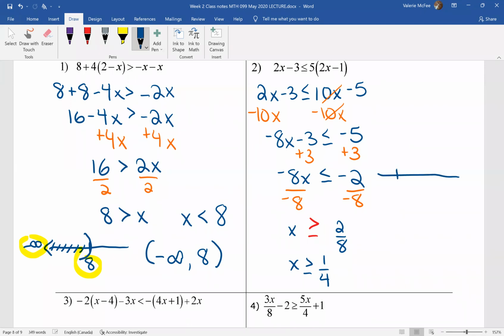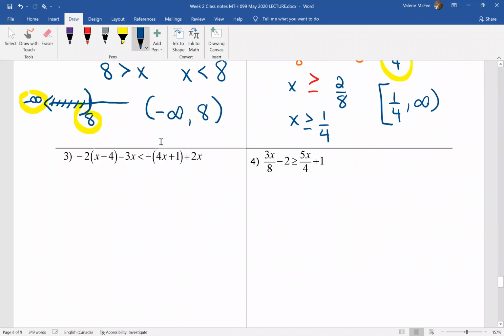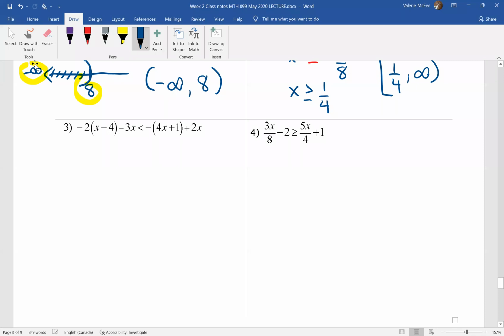So on a number line, shading towards positive infinity, greater than or equals means it's square. For interval notation, we're using our endpoints in order. Infinity is always round, but in this case, we need a square bracket for 1/4. Pause your video, try the next 2.